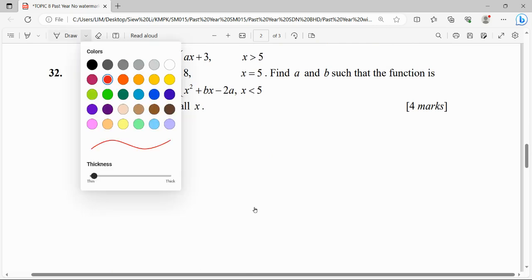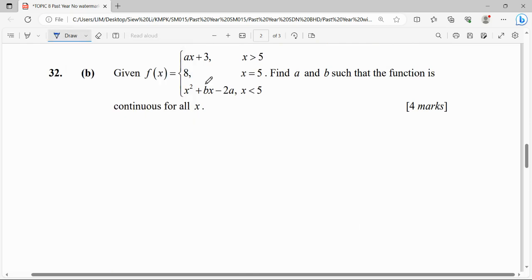Then for question B, given a piecewise function here. Every time we get a piecewise function, we suggest you draw out the interval so that we know that at x equals 5, the value is 8. More than 5, this is ax plus 3. And then less than 5 is a quadratic function, x squared plus bx minus 2a. So find the value of a and b such that this function is continuous for all x.